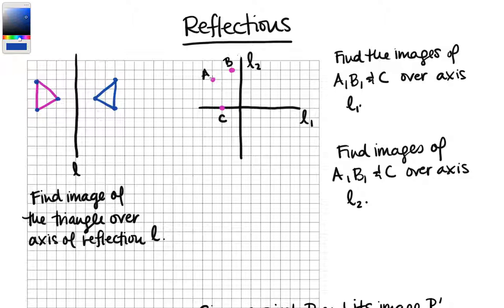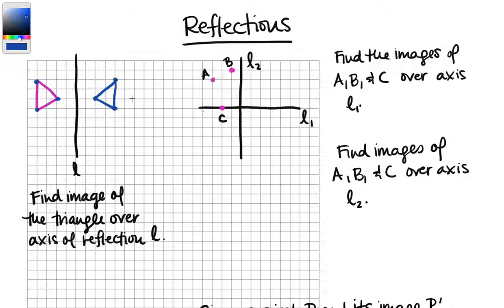All right, on our next example over to the right, we have 3 points, A, B, and C, and this time we have 2 axes, L1, which is horizontal, and L2, which is vertical. Okay, so we want to find the images of A, B, and C over the axis L1 and then over the axis L2, and we're going to go ahead and draw those out.